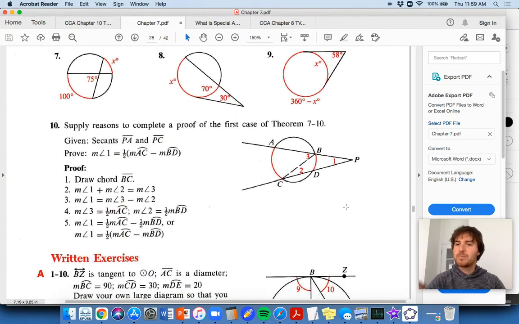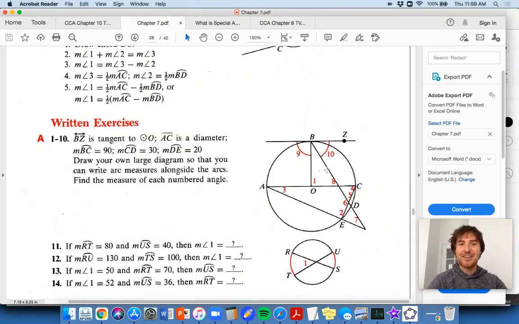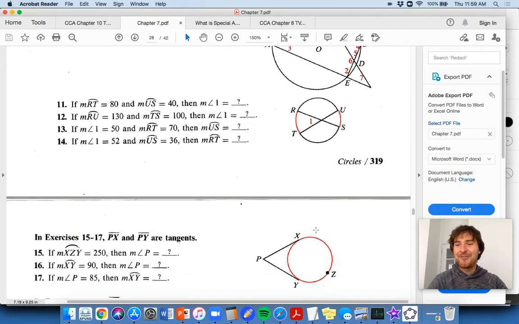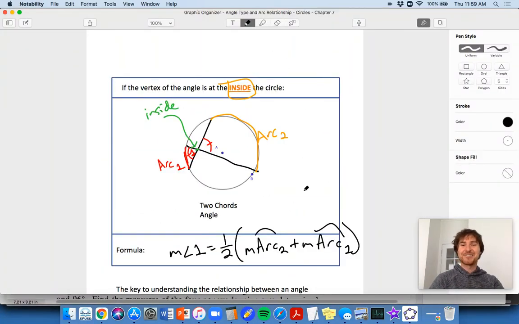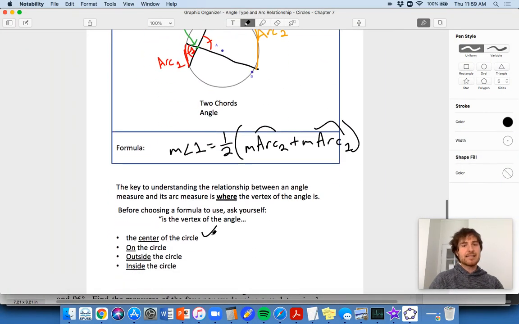Scary diagrams at first, but I think you'll be fine on this problem set. I think you got this here. Actually, you did that one for classroom exercises on Thursday, so hopefully you got it okay. All right, we did it. Center of the circle, on the circle, outside the circle, inside the circle. Inside the circle's not too bad, right?